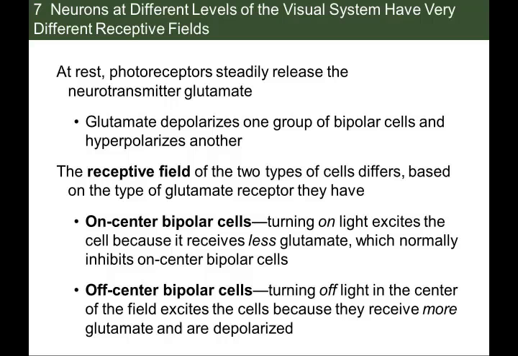So let's begin with the photoreceptors. The photoreceptors will release less glutamate. Now this decreasing glutamate will have opposite effects on the on-center cells and on the off-center cells. The reason being that the glutamate is interpreted chemically differently by the on-center and by the off-center. So the on-center cell sees glutamate as inhibitory. The off-center cell sees glutamate as excitatory.